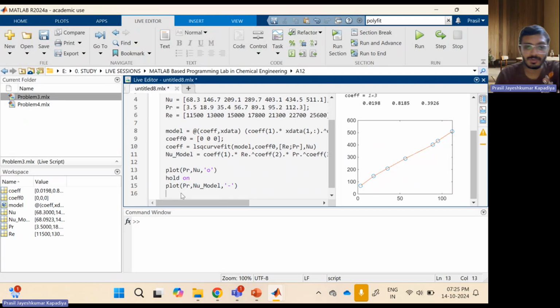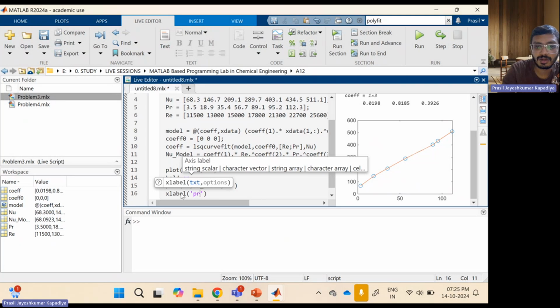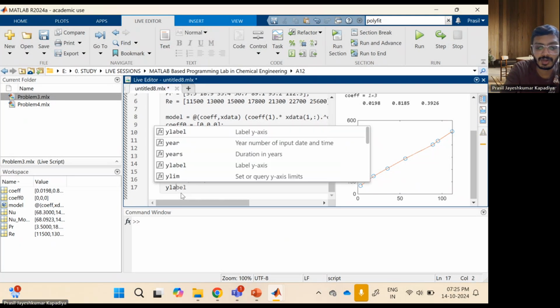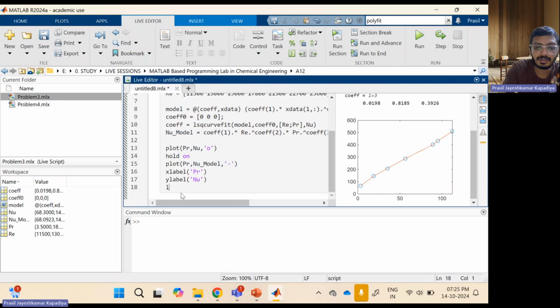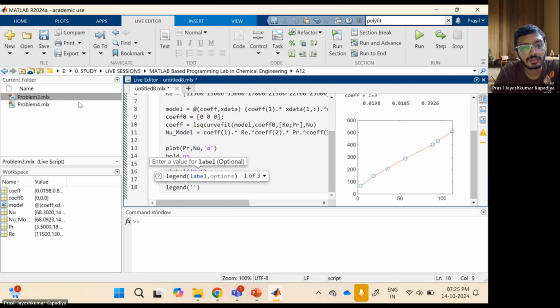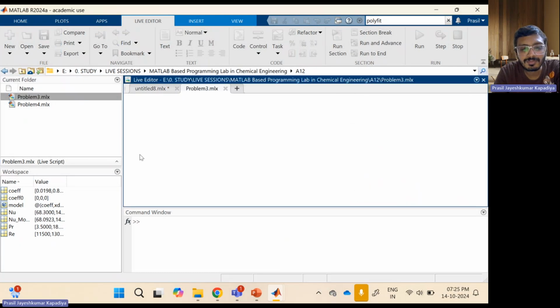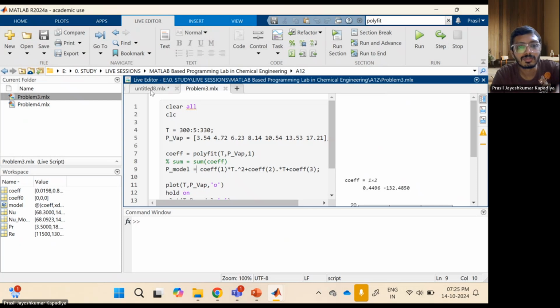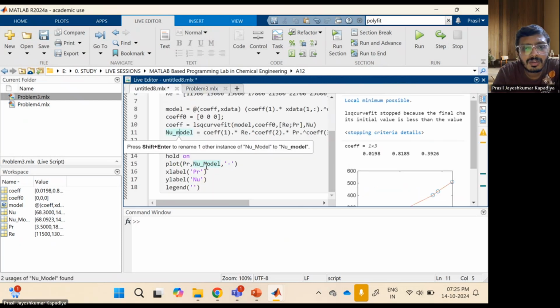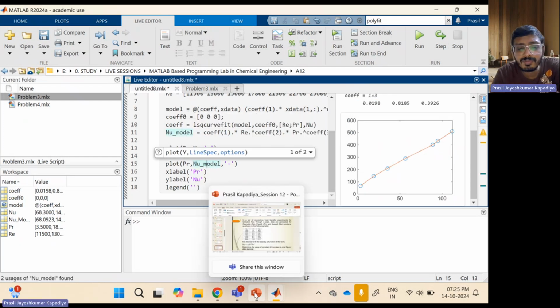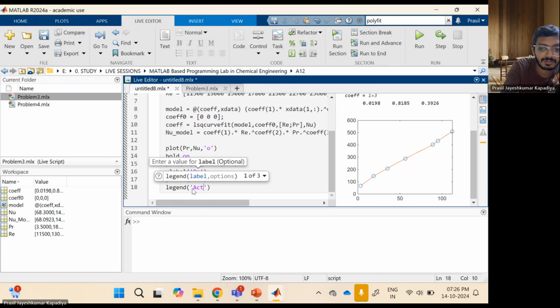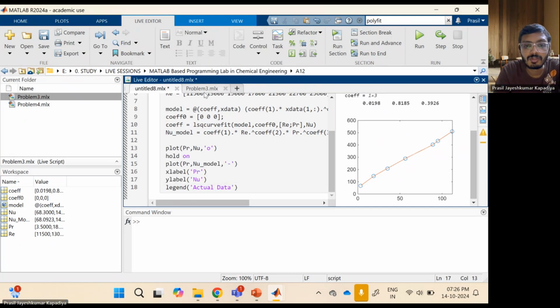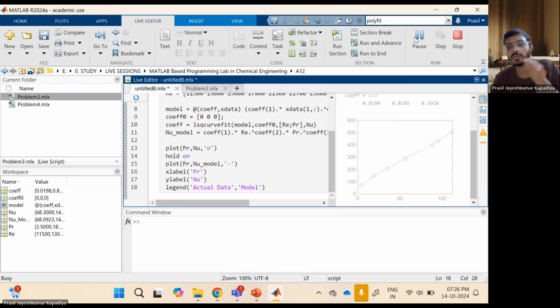Okay. So we can further improve it. X label as Prandtl number. Y label as Nusselt number. And legend. Okay, what did we write last time? Let's write something similar. It is actual data and model. Actual data. Okay, let me just copy this here. Okay, let's find model.